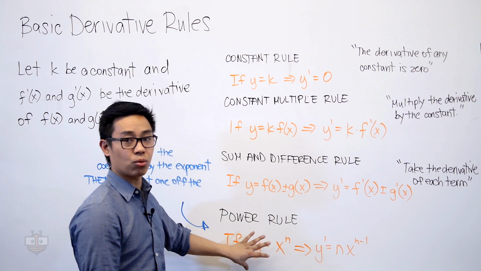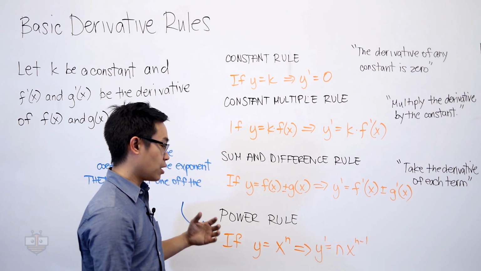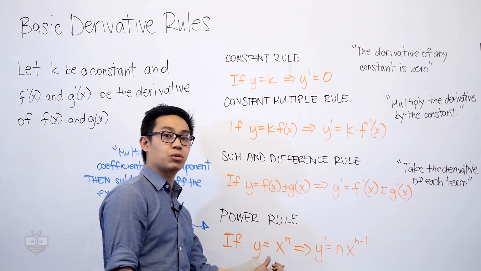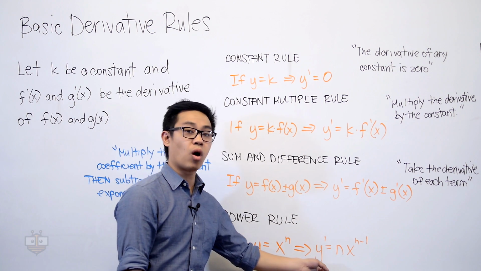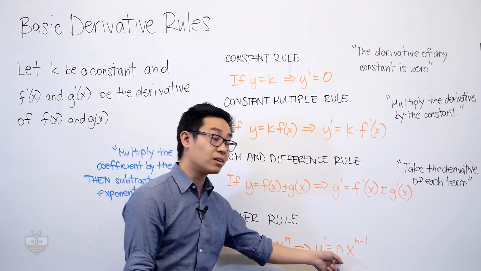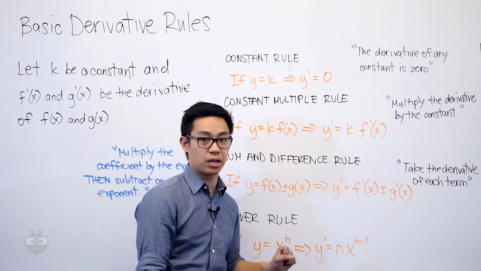And the last one is the power rule. The power rule is very, very important. If y is equal to x to the n, y prime is going to be equal to n times x to the n minus 1.